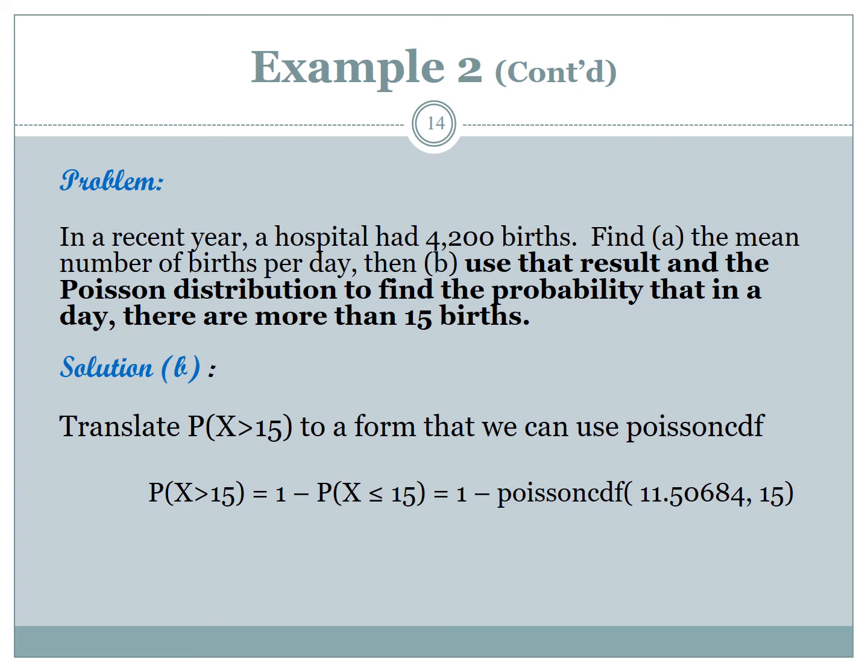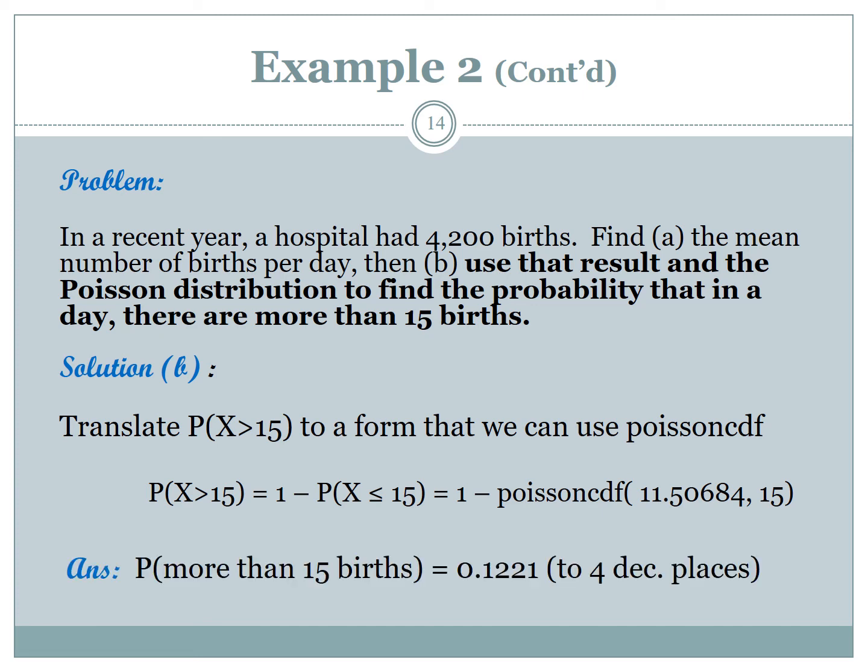Now we can use the Poisson CDF because we have a case of probability of x less than or equal to a number. So that's going to give me 1 minus Poisson CDF 11.50684, comma 15. And we put that in the calculator and we get 0.1221.